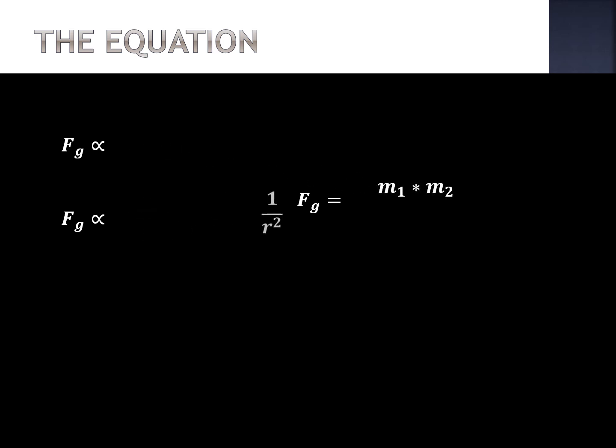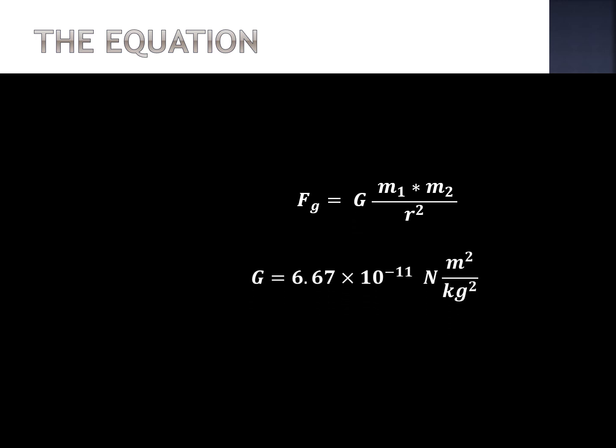You get the masses in the numerator, and then you get the radius squared in the denominator. Now that's not the whole equation because the units on this side of the equation don't match the units on this side. So we have what's called a constant of proportionality, or what Newton called the universal gravity constant of capital G. That's going to be 6.67 times 10 to the negative 11th newtons meter squared per kilogram squared.